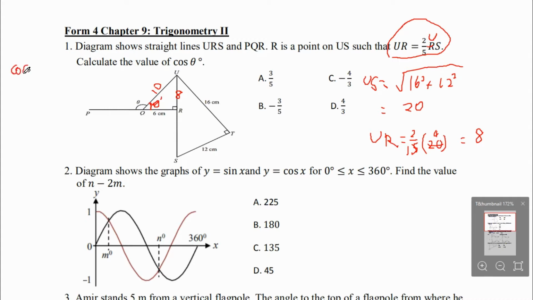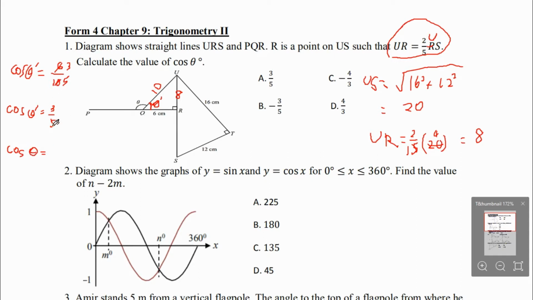Okay, so cos theta prime equals CAH, adjacent over hypotenuse. So 6 over 10. Simplify it. So cosine theta prime equals 3 over 5. Then how about this cosine theta?